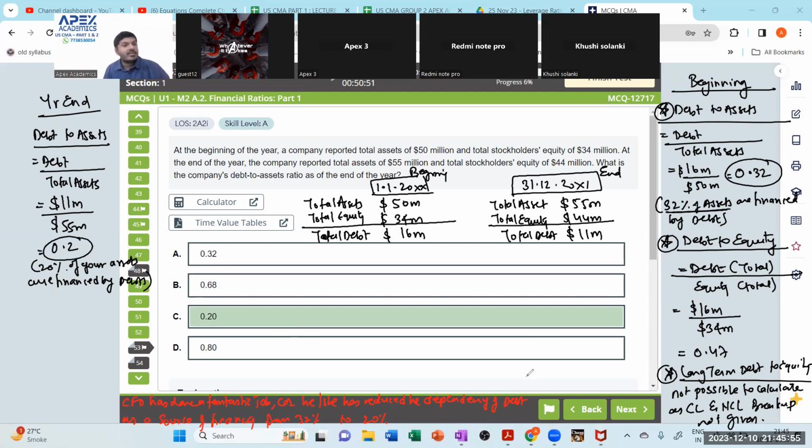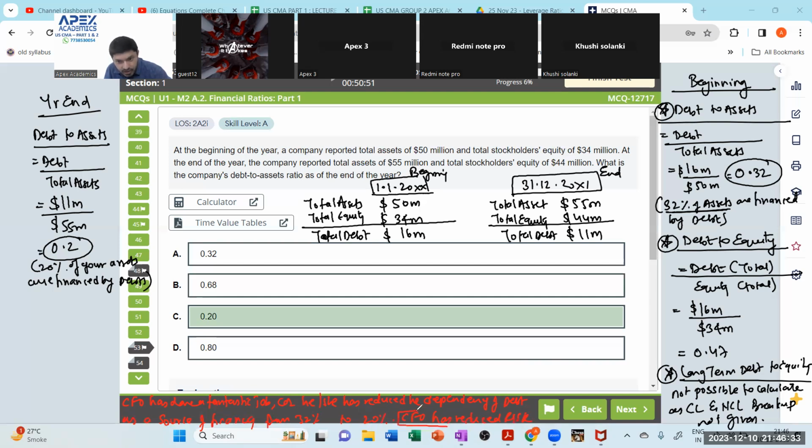Read beyond the lines. Read under the lines. What is the gospel truth behind the lines? The gospel truth is the CFO is a brainy fellow. He saw at the beginning of the year, my goodness, 32% of my assets are financed by debt. It's not good. Let me infuse more of the owner's funds. Let me repay the debts. Let me create more assets by generating profits out of equity. I will reduce the dependency on outsiders. What has the CFO eventually done? My dear friends, CFO has reduced risk.